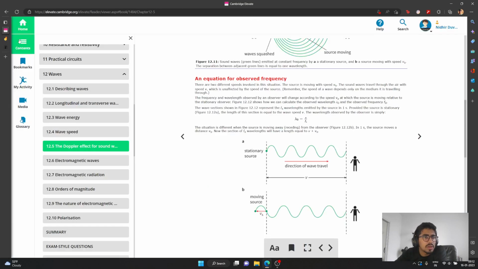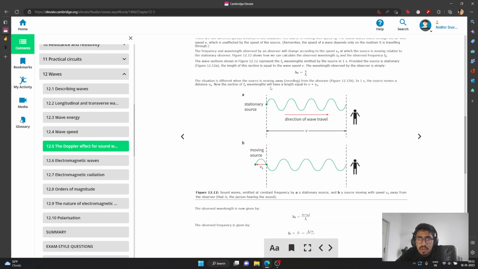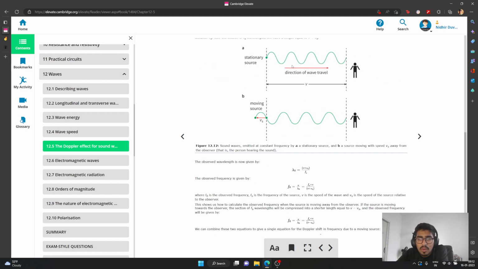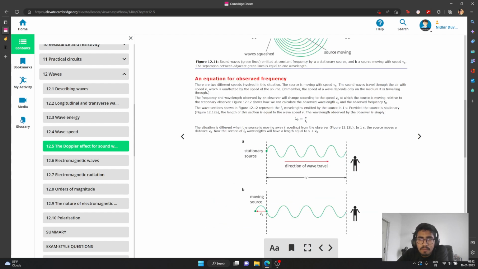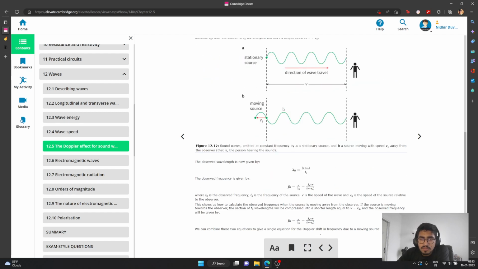One second, this does not look right. Let's look at what your book is saying.